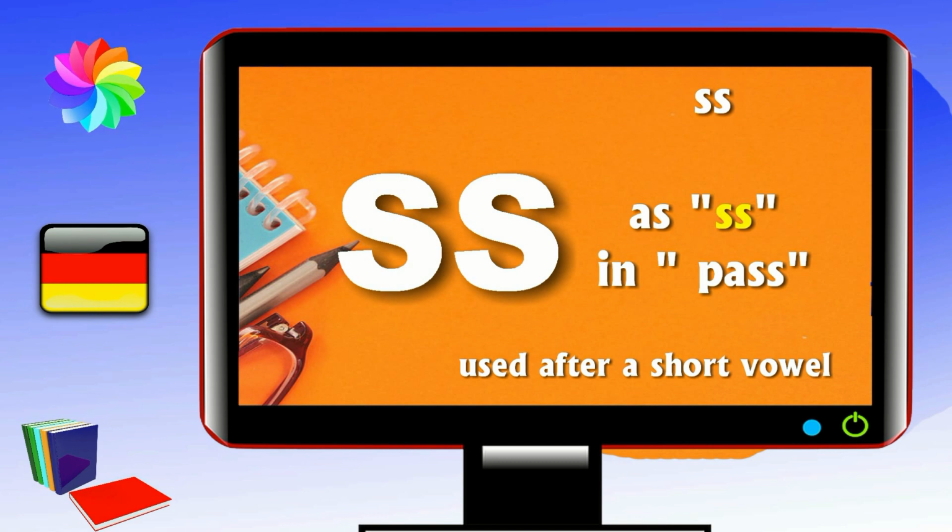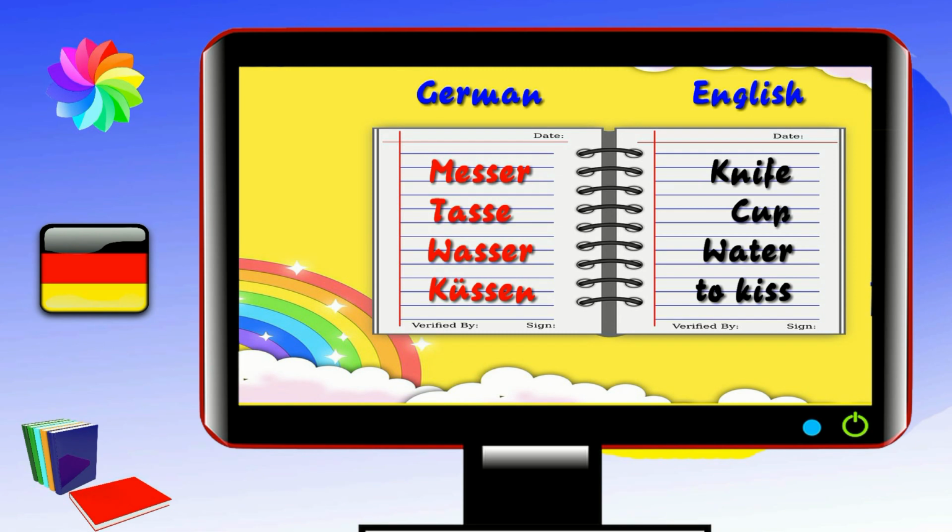Let us see the difference between ß and ss. ss is used after a short vowel. For examples, we have here Messer. Messer means knife. Tasse. Tasse means cup. And Wasser. Wasser means water. And küssen. Küssen means to kiss. So ss is used when the vowel is short.